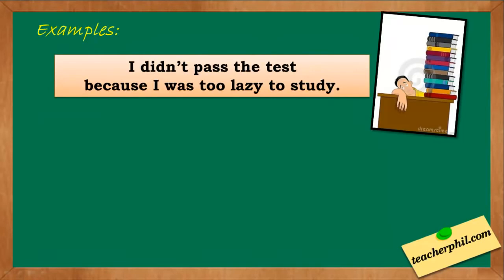I didn't pass the test because I was too lazy to study. What is the independent clause in this sentence? Correct. I didn't pass the test. How about the dependent clause? Of course, because I was too lazy to study. Because here is our subordinating conjunction.